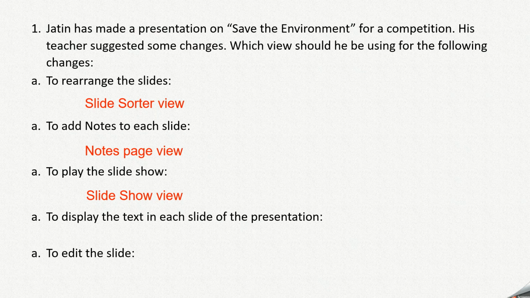The next, to display the text in each slide of a presentation. If I want only the text to be seen, to just go through the content, which view do we need to use? It's outline view. And the last one, to edit the slide. If I want to edit the slide, which view do I need to click? Yes, I need to use normal view. Normal view is mainly used for editing. Done? Let's move on to the third question.